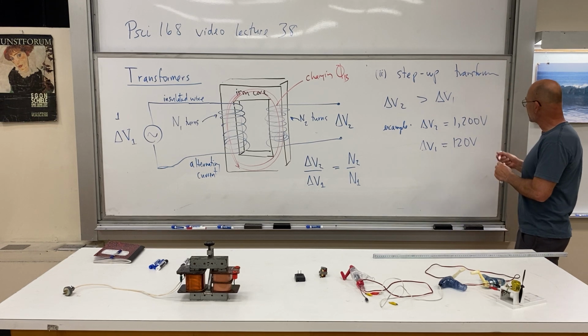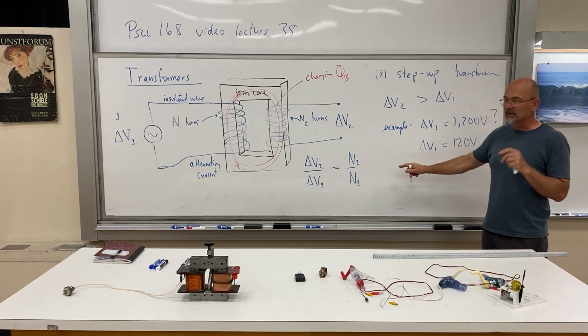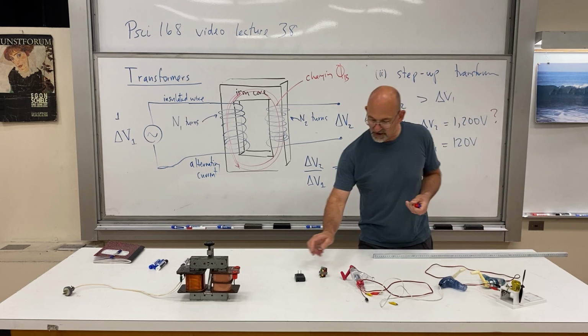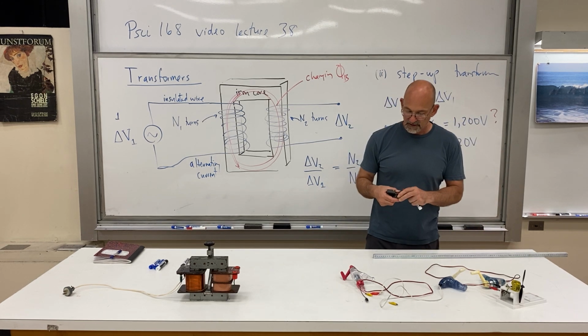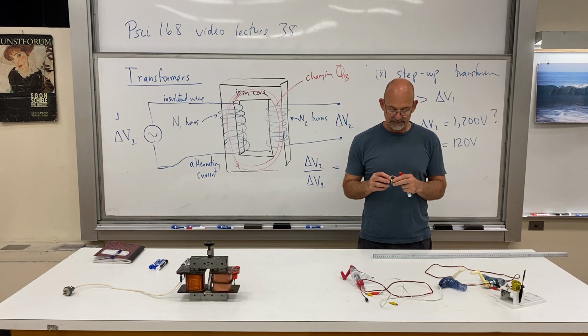I'm going to put a question mark here. I'm not sure what you need 1,200 volts for, so be careful. These things are typically encased in a shell, and so nothing can go wrong. But if you were to take it apart, you could reverse it and see what happens.